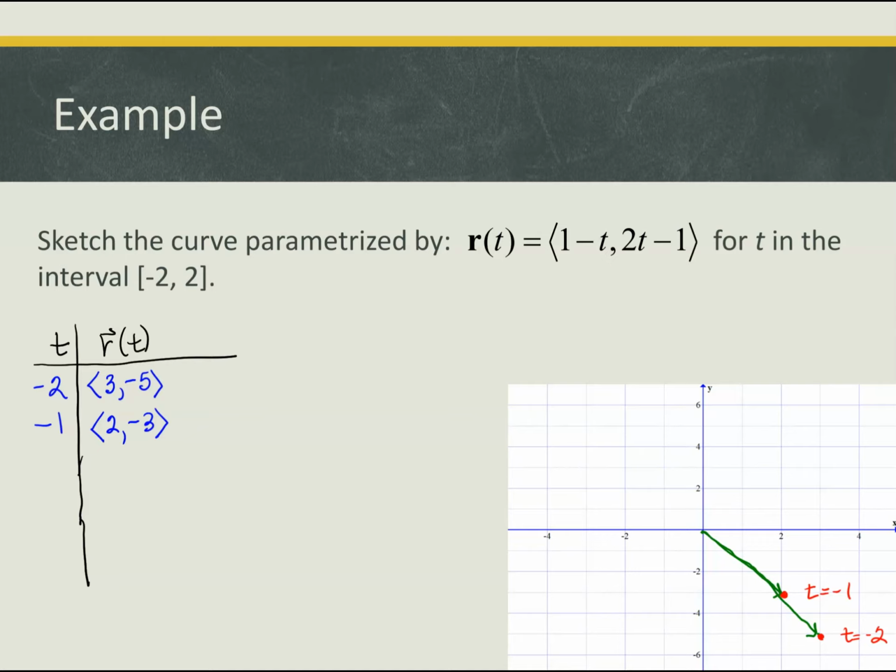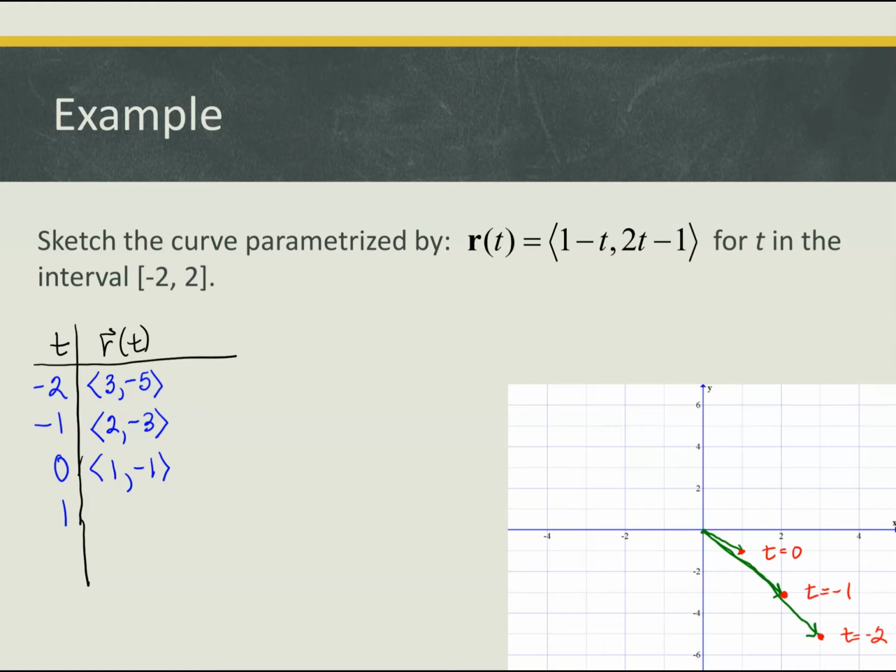Continuing, t equals 0. My x component is going to be 1 minus 0, so that's 1. And 2 times 0 minus 1 for my y component, so 0 minus 1, so -1. So now I have a position vector of 1, -1. So there's my position vector. At the tip is a point on my curve, that is t equals 0.